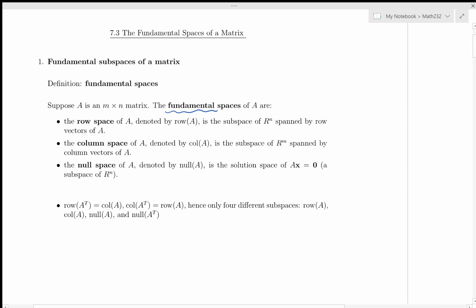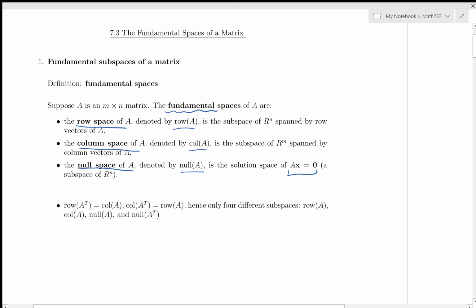The row space is the subspace spanned by the row vectors of A. Then we have the column space of A, which is the space spanned by the column vectors of A. And then we also have the null space of A, which we denote null of A, and that is the solution space of AX equals 0.